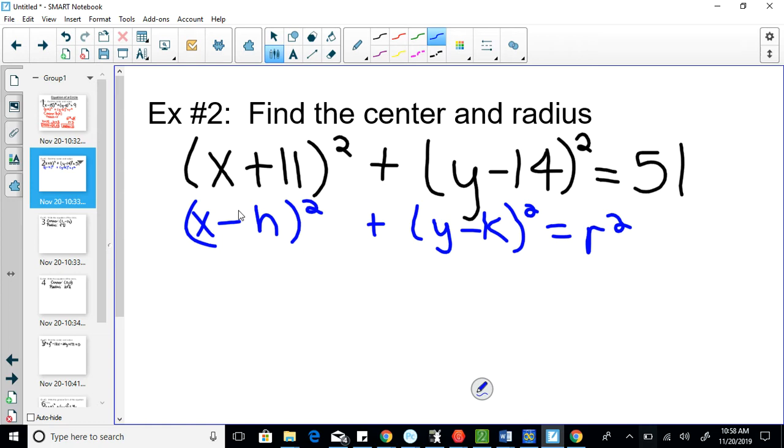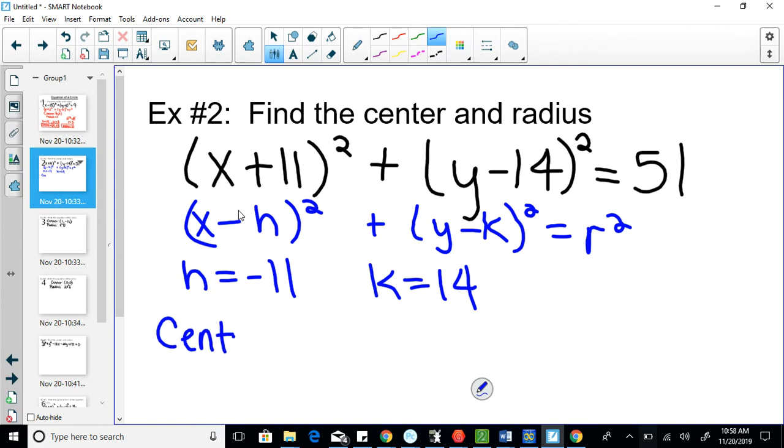Like I said, it lines up again, but this time instead of x minus h, I have x plus 11. What that means is originally h was negative 11, because a negative times a negative is the reason why it's plus 11 instead. And with y, it's just y minus 14, so your k is 14. So this tells me my center is (−11, 14).